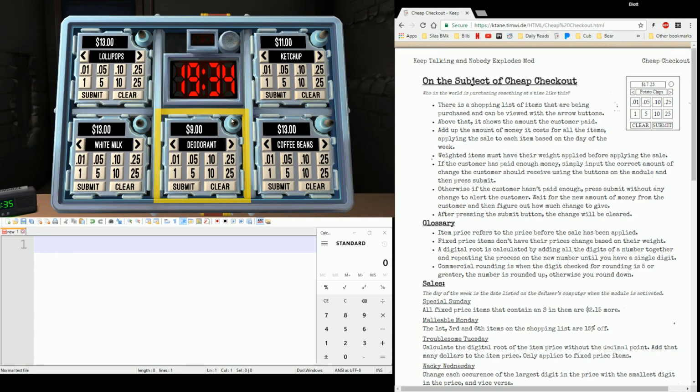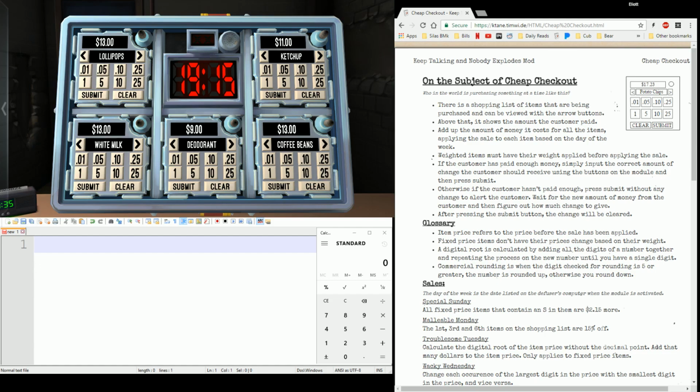And the concept behind this one, the idea, is you are going to figure out how much these 6 items cost. If they've paid enough, you're going to give them their change back, and if they've not, you're going to prompt them for more change, and then give them their change back.